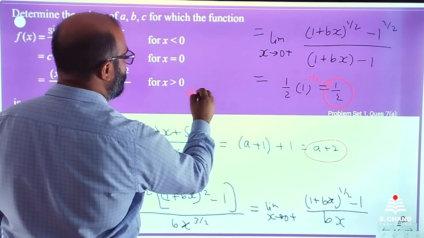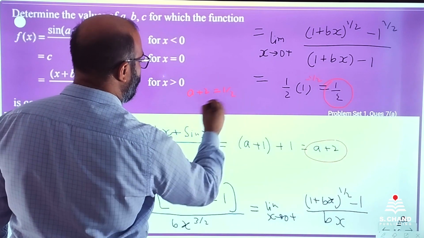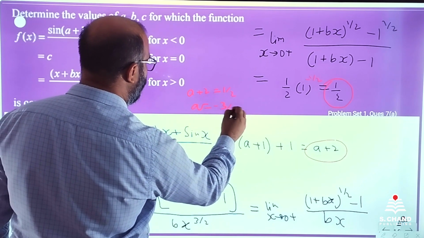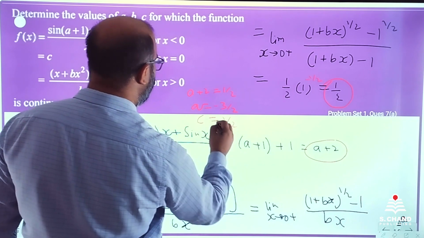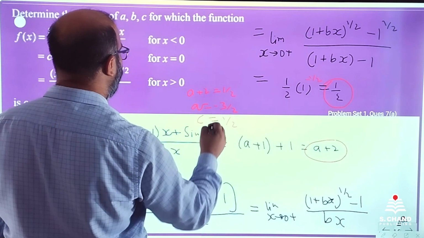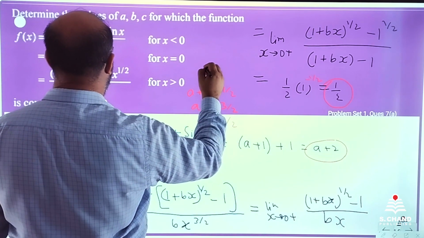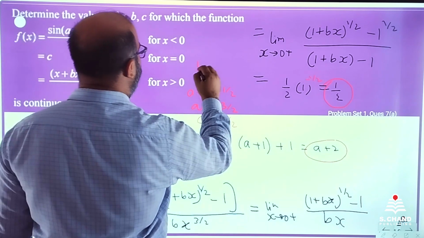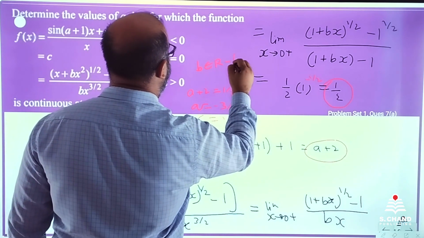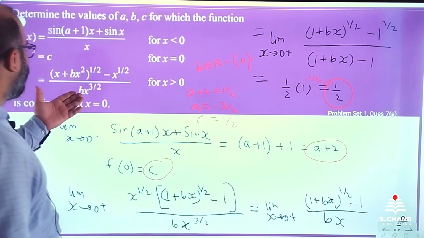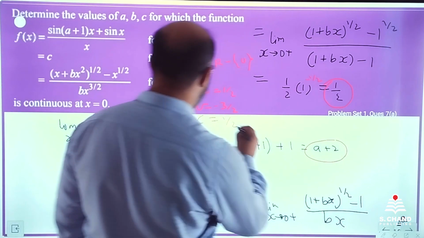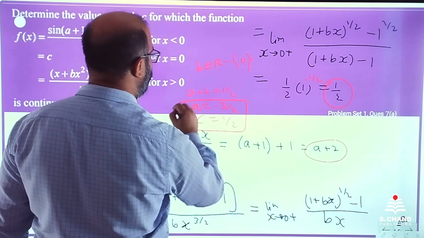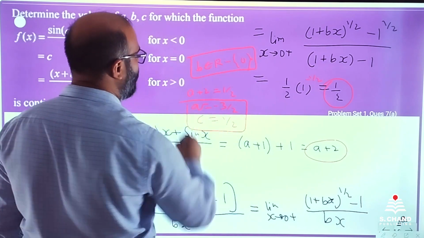So if we equate a plus 2, and we equate c, and we equate half, the value of a plus 2 will be equal to half, which means a is equal to minus 3 by 2. And the value of c will be equal to half. So this is the value of a, this is the value of c, and b can be any real number except 0, as in that case it won't be defined. So a is equal to minus 3 by 2, c is equal to half, and b is a real number except 0.